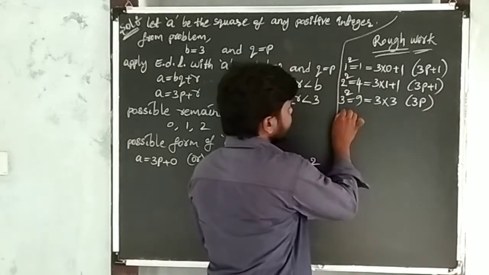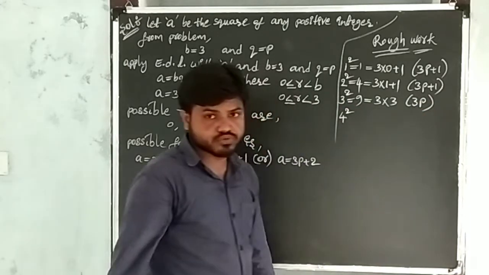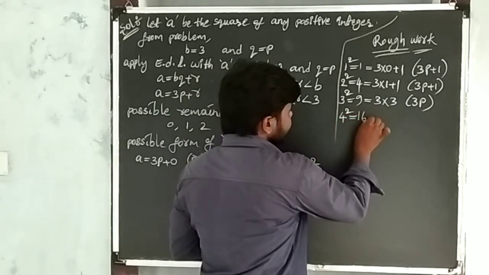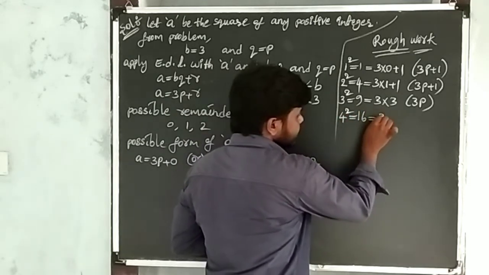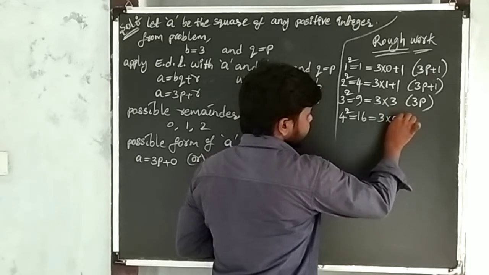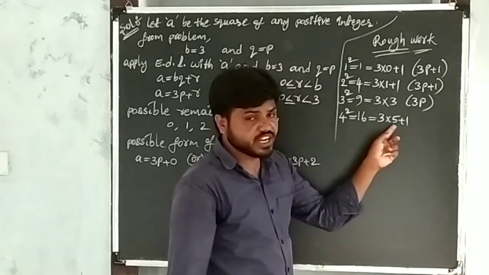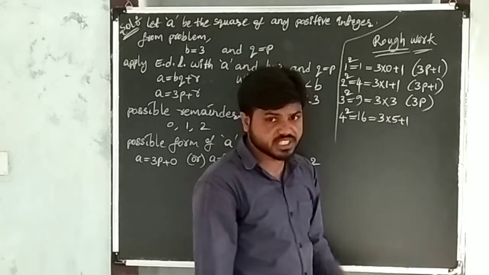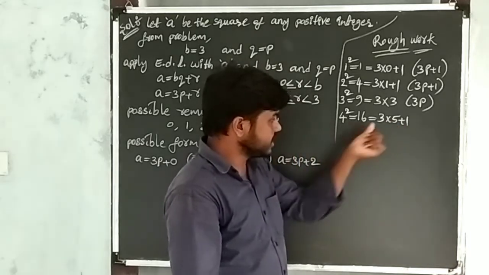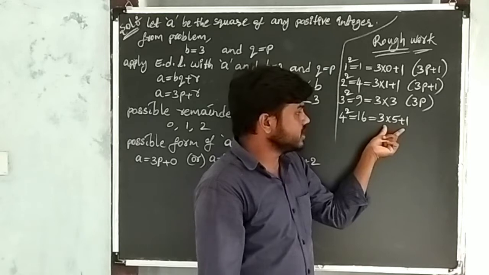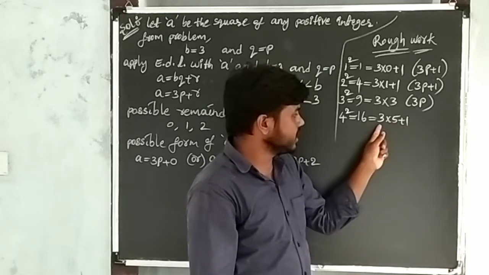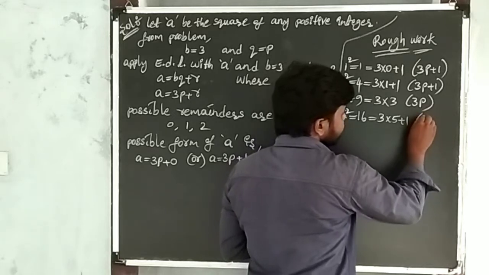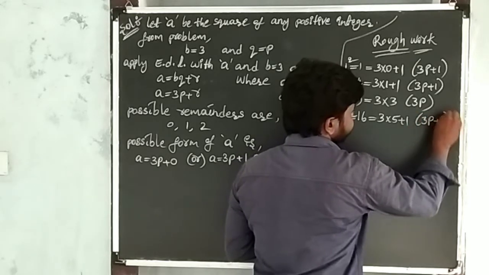Next, I am taking 4 square. 4 square value is 16. We can write this 16 as 3 into 5 plus 1. 3 into 5 is 15, 15 plus 1 is 16. We got this 4 square in the form of 3p plus 1.